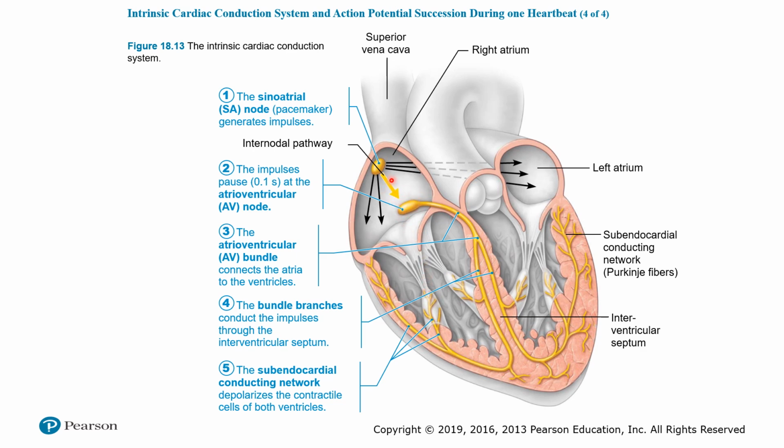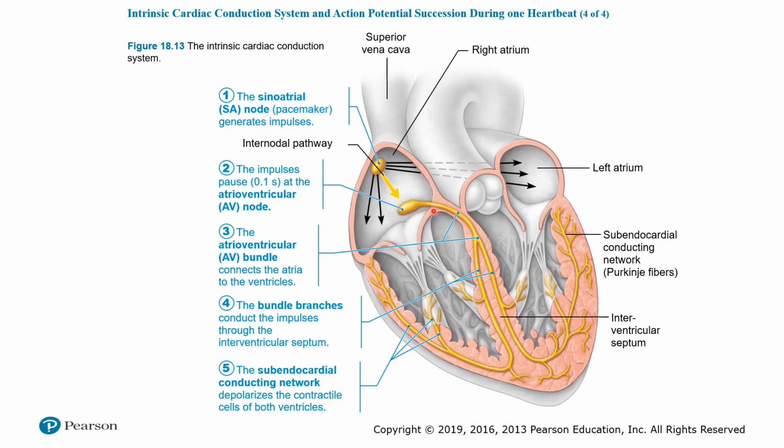All right, so now let's come back to the electrical activity. It started in the SA node, it traveled through the internodal pathway into the AV node, then from the AV node it goes to the atrioventricular bundle. It is also known as the atrioventricular bundle of His. This connects the atria and the ventricle.